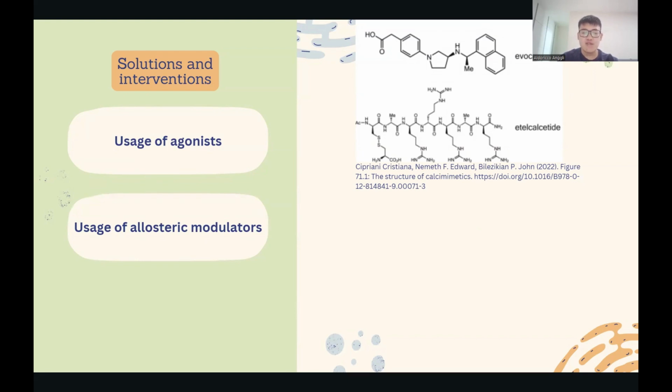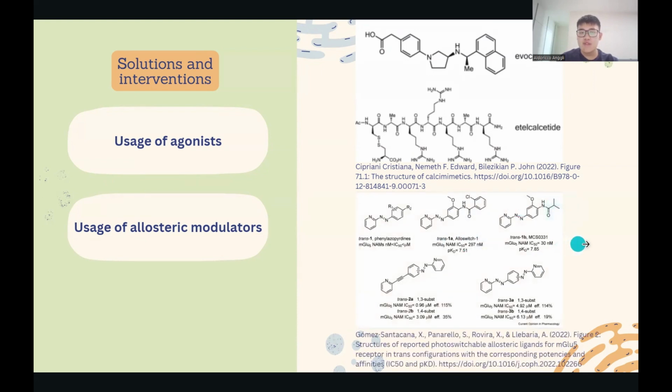So, for example, patients with schizophrenia or anxiety disorders can use positive allosteric modulators to activate the metabotropic glutamate receptor and enhance the binding of glutamate into the receptor. So these are some examples of allosteric modulators for the metabotropic glutamate receptor 5.